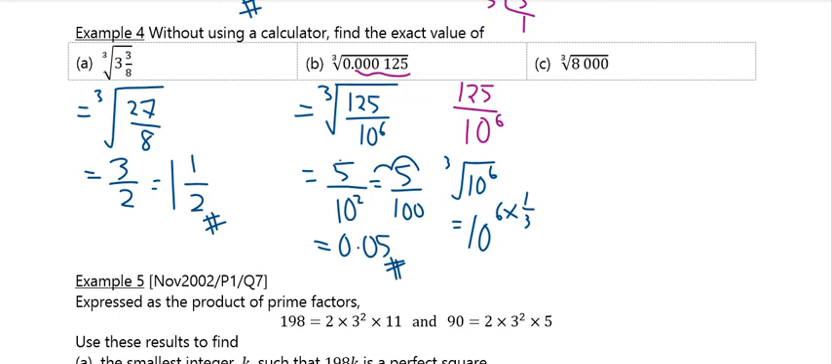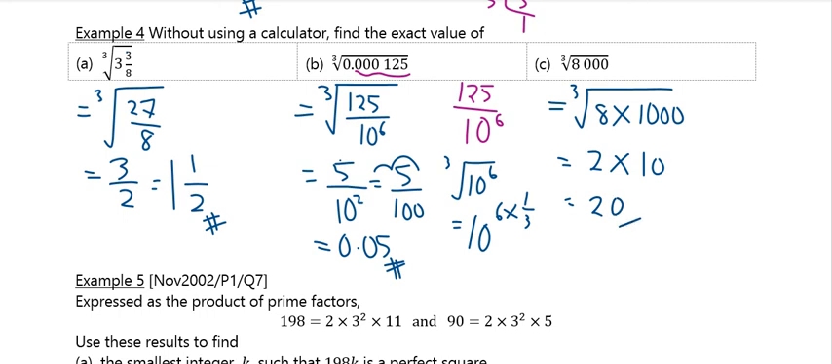And as for part C, let's split this into 8 times 1000. And you can see that both of them are cube numbers, right? So here, cube root of 8 is 2. And cube root of 1000 is 10. 10 times 10 times 10 will be 1000. So this one is actually 20, right? So that's for this example.